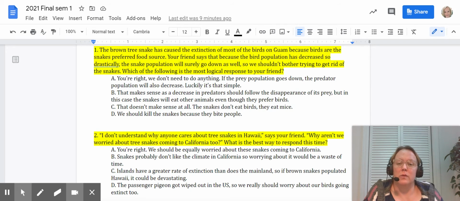A. You're right, we don't need to do anything. If the prey population goes down, the predator population will also decrease. Luckily, it's that simple. B. That makes sense, as a decrease in predators should follow the disappearance of its prey, but in this case, the snakes will eat other animals even though they prefer birds. C. That doesn't make sense at all. The snakes don't eat birds, they eat mice. D. We should kill the snakes because they bite people.